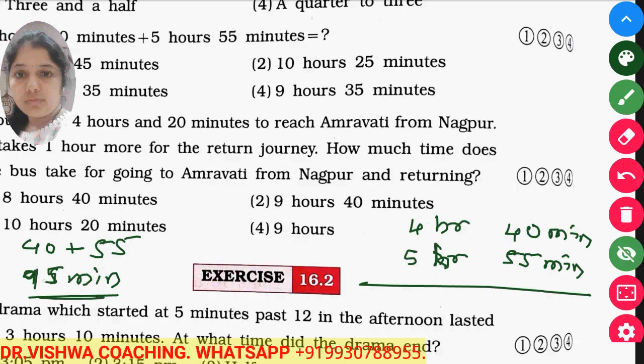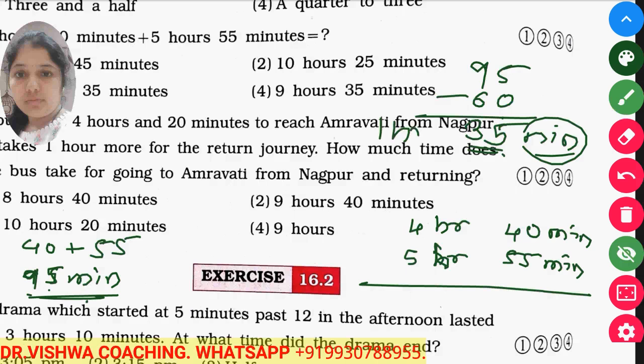Now in 95 minutes, how many hours are there? 1 hour is there because 60 minutes is equal to 1 hour and 2 hours is equal to 120 minutes, which is greater than 95. So we have to subtract 1 hour from this 95 minutes. So 95 minus 60 is equal to 5 minus 0, 5, 9 minus 6, 3. 35 minutes left after taking 1 hour from this 95 minutes.